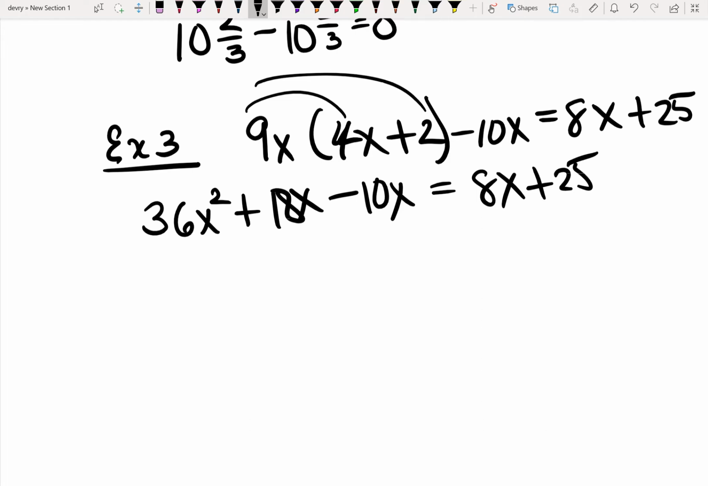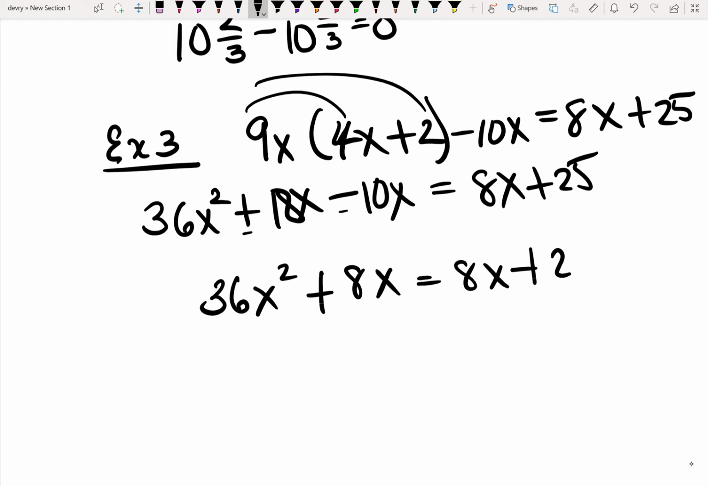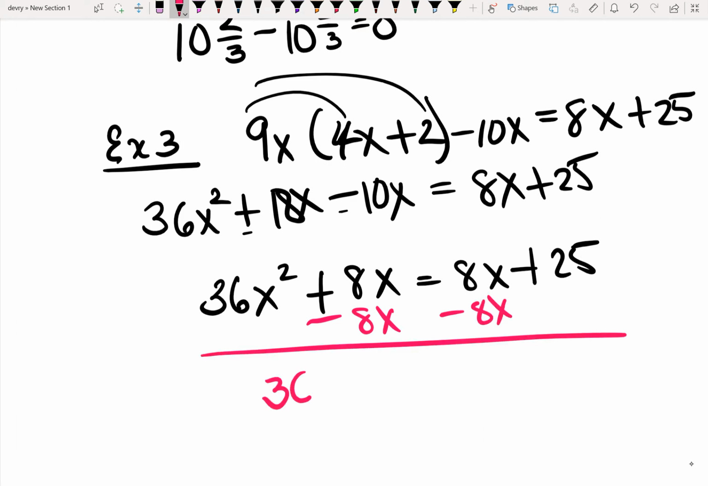If I collect the like terms, notice this is a plus, this is a negative, so I end up with 36x squared plus 8x is equal to 8x plus 25. Okay, obviously these guys cancel, right? Because I'm going to subtract an 8x one way or another, and they're both going to cancel. And so leaving me 36, and then if I subtract that 25 and bring it over here, I'm left with 36x squared minus 25 is equal to 0.